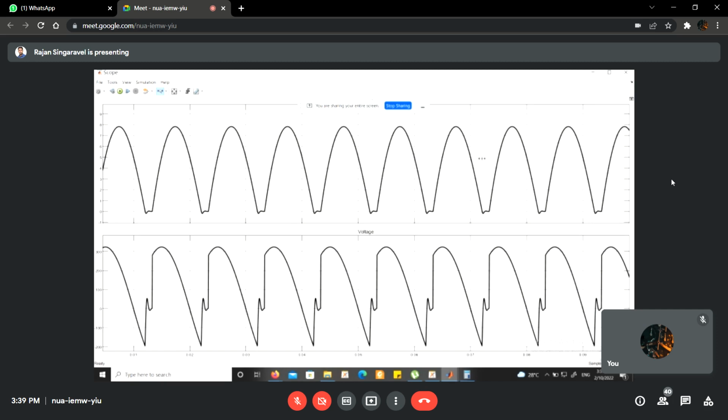Sorry, madam, this is what I have been trying to explain for the past half an hour. See, you know the working of a thyristor, right? The thyristor will stop its conduction when the current is less than the holding current.